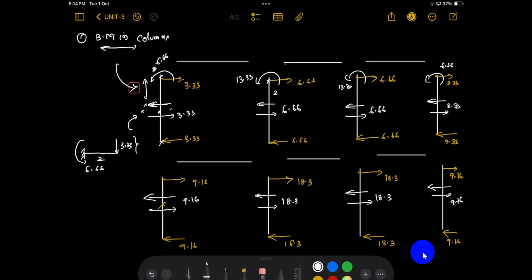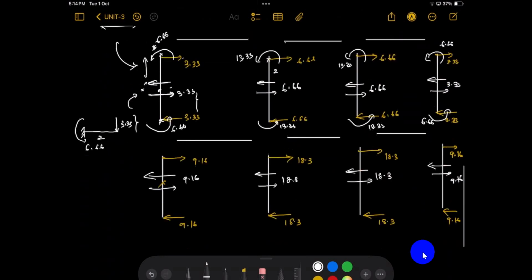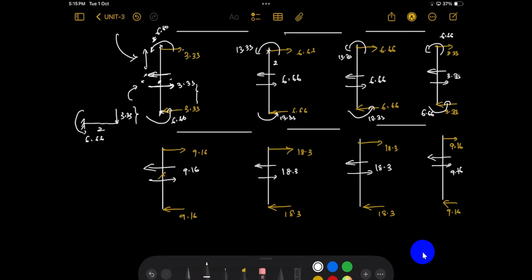Which direction? See, this is a cantilever. Assume it is a cantilever. This is the force, and this is the joint. The moment is in the anti-clockwise direction only. What is that value? Again 6.66 and 13.33. Here 6.66. So now we come to the ground story.